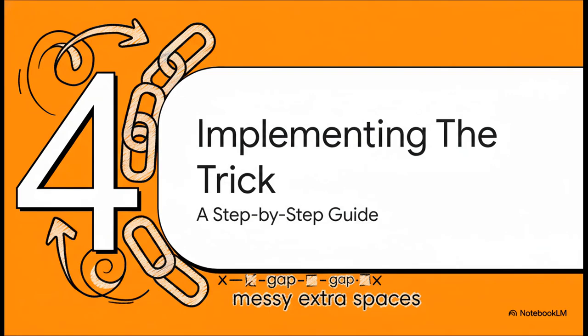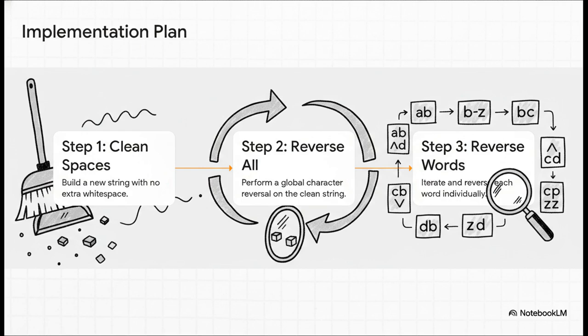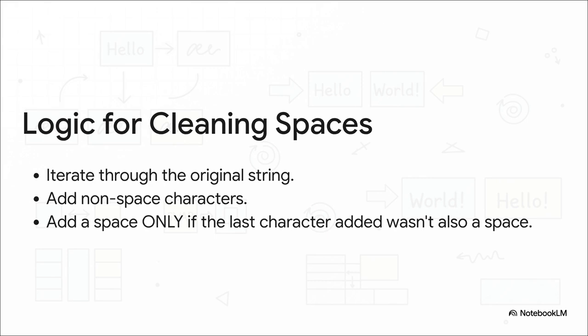Okay, so implementing the trick. This is where the rubber meets the road. The idea is awesome, but how do we actually write the code for this reverse and then reverse again thing, especially since we still have to worry about all those extra spaces? It really comes down to 3 main steps. Step 1 is to clean the spaces. And honestly, this is the trickiest part of the whole implementation. Once you've got a clean string, step 2, reverse all, and step 3, reverse words, are just the logic we already talked about. So how do we clean up those spaces manually?